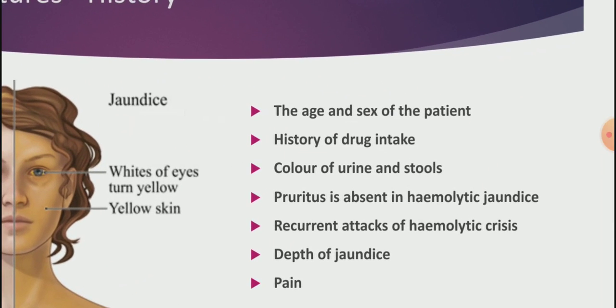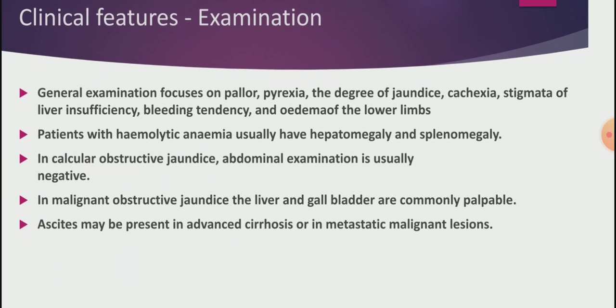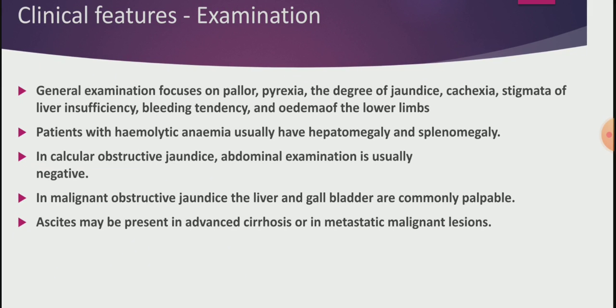Clinical picture of obstructive jaundice. General examination focuses on pallor, pyrexia, degree of jaundice, cachexia, stigmata of liver insufficiency, bleeding tendency, and edema of the lower limb. Patients with hemolytic anemia usually have hepatomegaly and splenomegaly. In calcular obstructive jaundice, abdominal examination is usually negative. In malignant obstructive jaundice, the liver and gallbladder are commonly palpable. Ascites may be present in advanced cirrhosis or in metastatic malignant lesions.